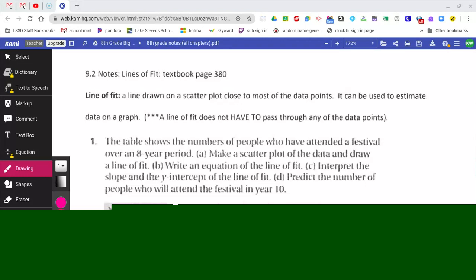All right, 9.2, lines of fit. A line of fit, or line of best fit, is another thing you might hear. It's a line drawn on a scatter plot that's close to most of the data points. It can be used to estimate the data on a graph.